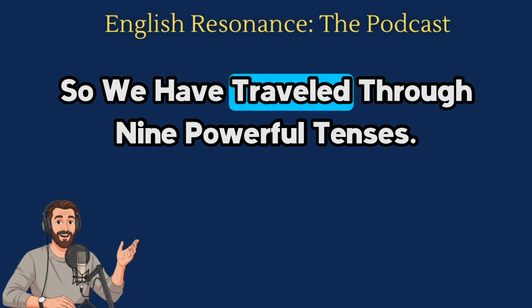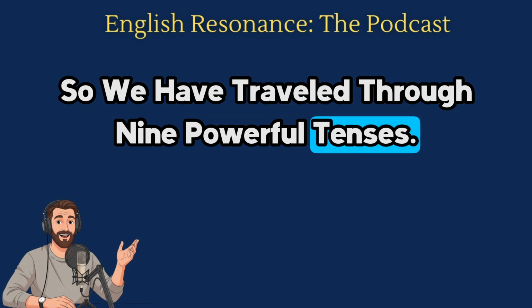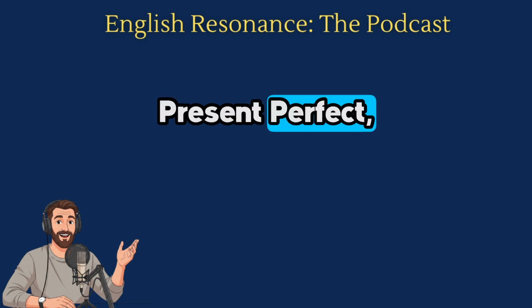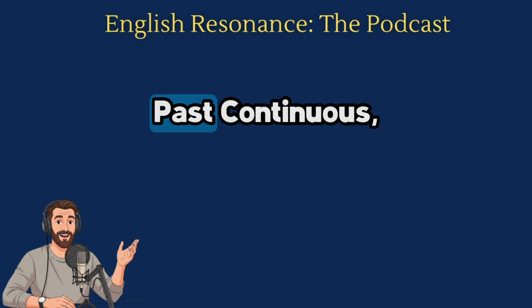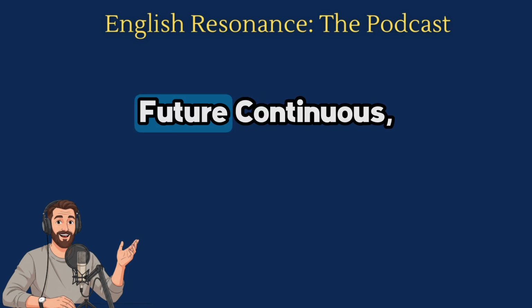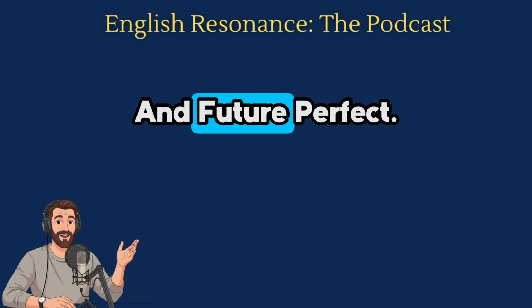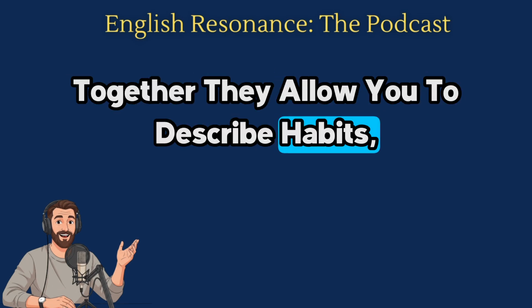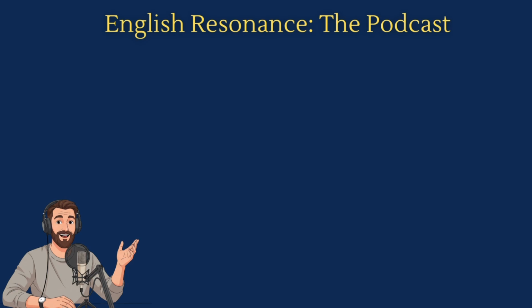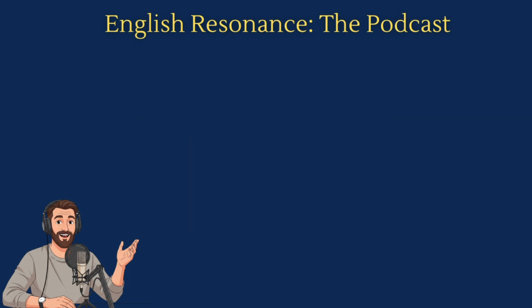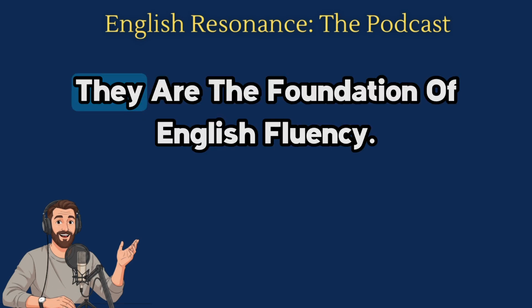So we have traveled through 9 powerful tenses: present simple, present continuous, present perfect, past simple, past continuous, past perfect, future simple, future continuous, and future perfect. Together, they allow you to describe habits, actions in progress, completed actions, past stories, present results, and future plans. They are the foundation of English fluency.